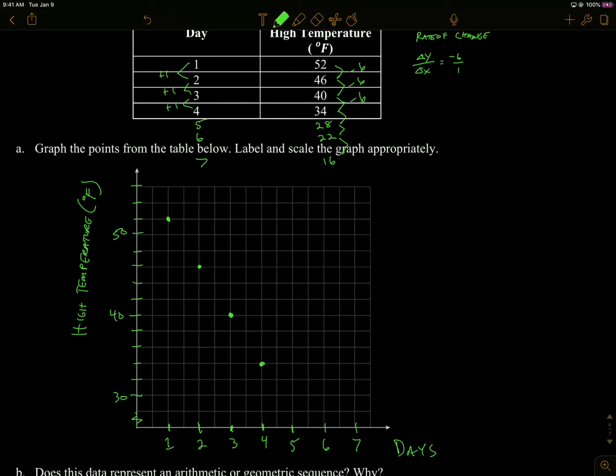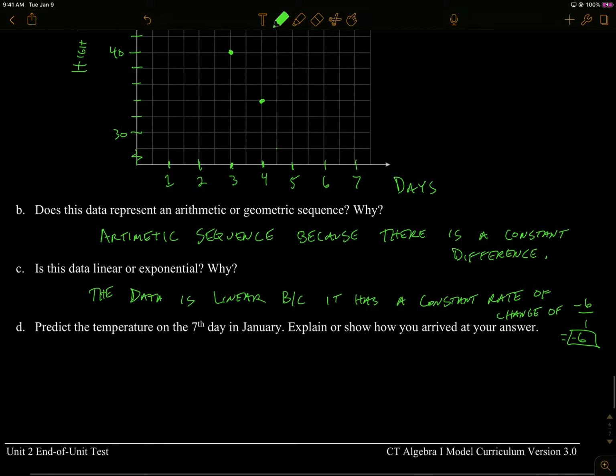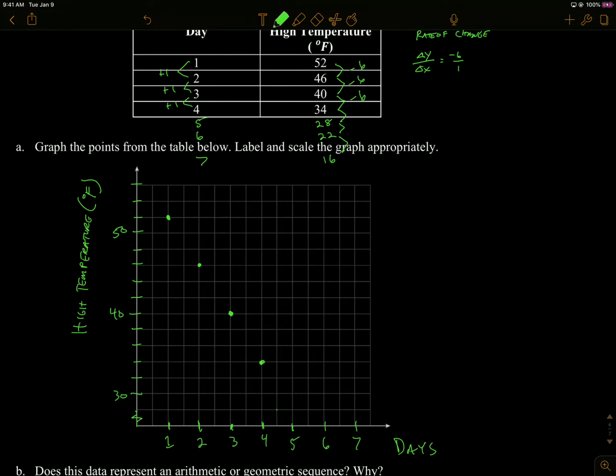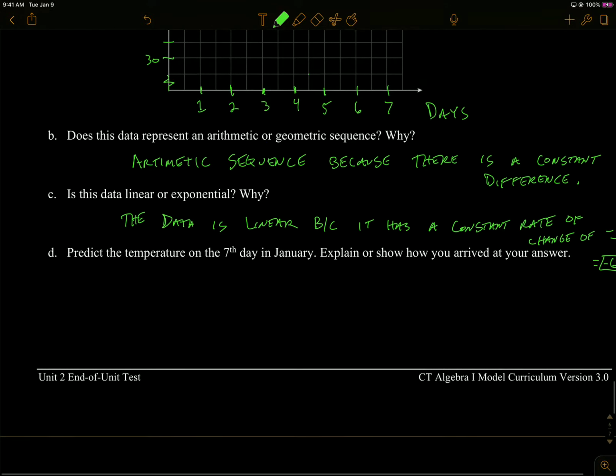You could look at the graph and just continue the pattern with the graph. So I would go down another 6, 1, 2, and then over 1, and then so I would be at 28, and I would just do the same thing essentially. You could come up with the equation for the line and substitute it in, but our prediction is going to be 16 degrees on the 7th day of January.